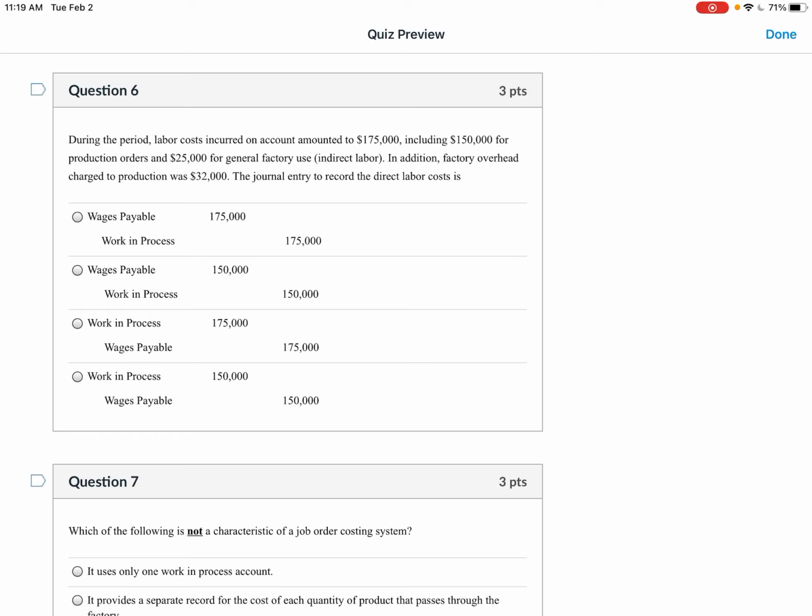Okay? So then we have to figure out how do we record direct labor? Is it the $150,000 for production orders and the $25,000 for indirect labor, or is it simply the direct labor cost? All right. And if it was direct labor, then you'd pick 150. If you think it was both of them, then you'd pick 175. So you can eliminate, and you can do that on most of these. You can eliminate a few answers before you ever start, so it reduces your chance of being confused.